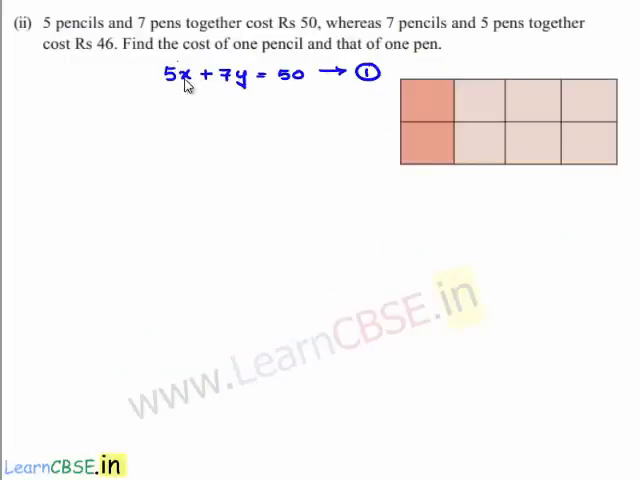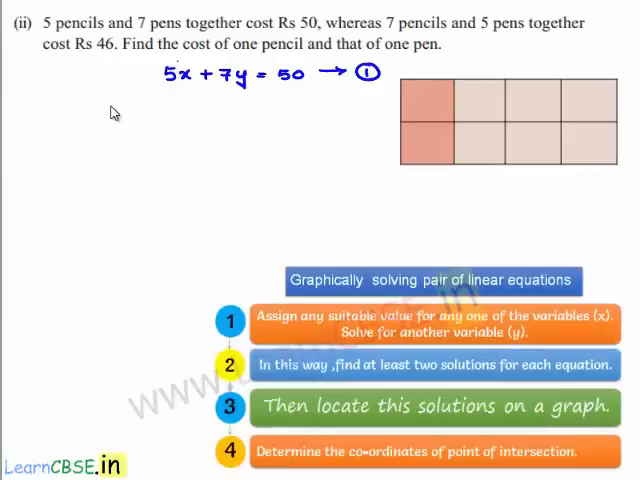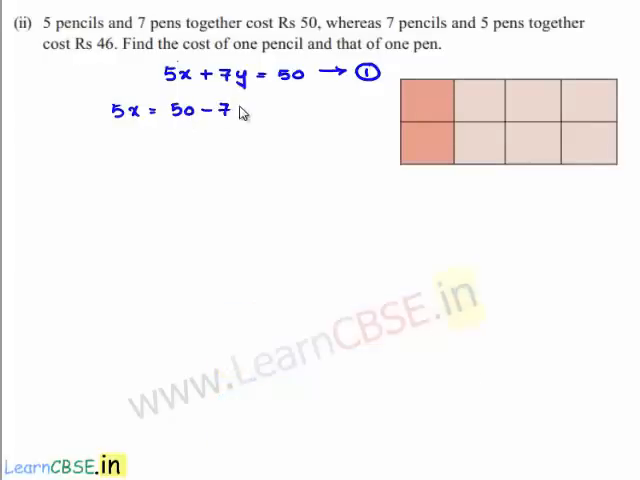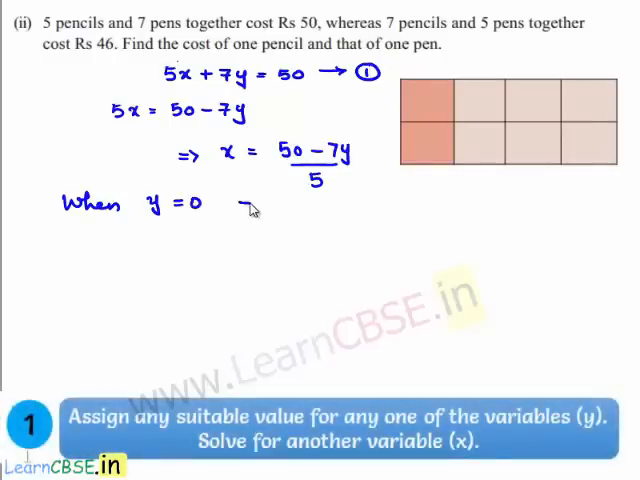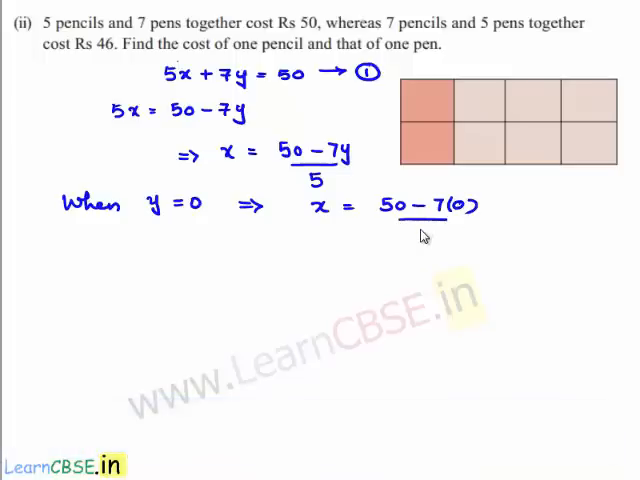Now the first equation is 5x plus 7y is equal to 50. This can be written as 5x is equal to 50 minus 7y, which is nothing but x is equal to 50 minus 7y divided by 5. So when y is equal to 0, which implies x is equal to 50 minus 7 times 0 divided by 5, that is nothing but 50 divided by 5, which is 10. So when y is 0, the value of x is found to be 10.